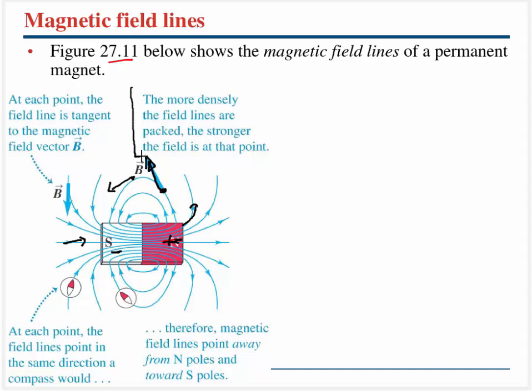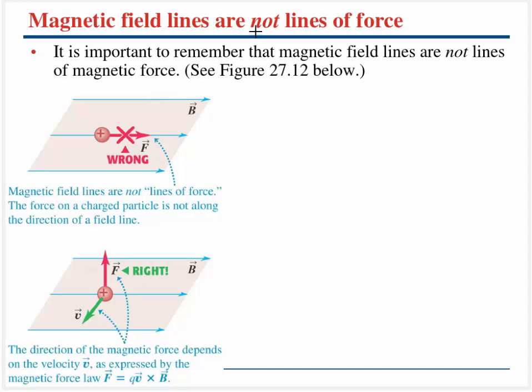One thing to keep in mind with both electric field lines and magnetic field lines is the more densely they're packed in there, the stronger the field is at that point. So you can see the magnetic field is very strong within the magnet, and then as you get further and further away from the magnet, they're less and less packed in there, and so the magnetic field is getting weaker and weaker and weaker.